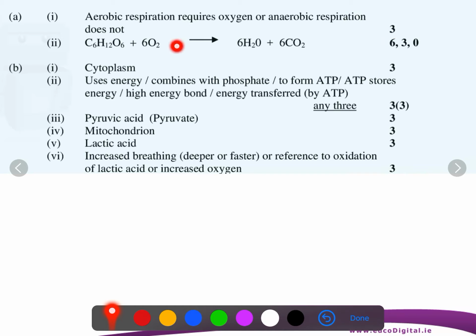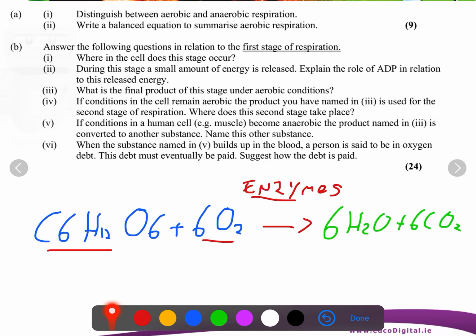If you get half of this right, all the letters and all the numbers have to be right on both sides to get 6. If you have this side right and this side wrong, even a tiny little mistake, you'll get 3. If you make a mistake here, 0. So that's how it works.